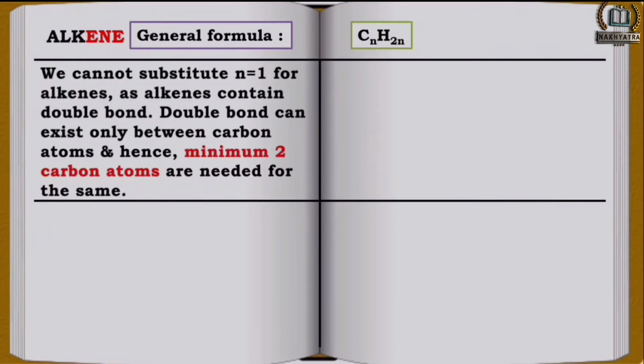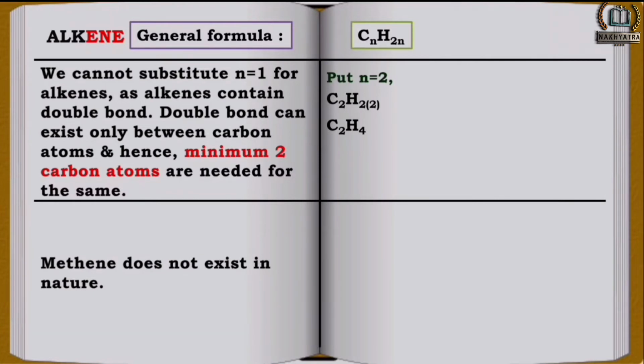Okay, we cannot substitute n equal to 1 for alkenes, as alkenes contain a double bond. See the reason: a double bond can exist only between carbon atoms, and hence a minimum of 2 carbon atoms is needed for the same. Is that clear? The reason is given here very clearly. Since the double bond can exist only between carbon atoms, a minimum of 2 carbon atoms is needed. So methane does not exist in nature.